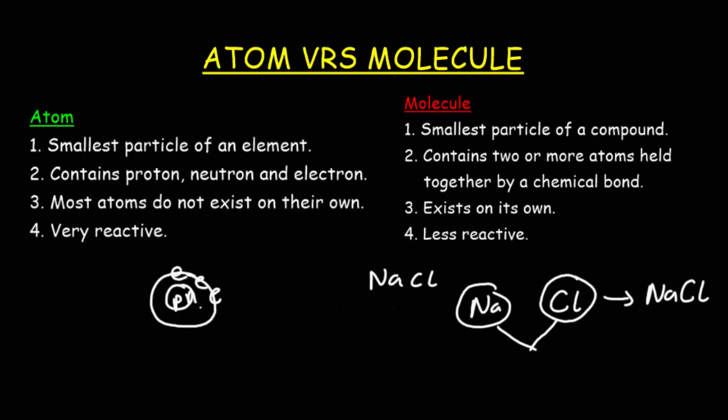Now, the third difference is that most atoms do not exist on their own. And the reason is because most atoms are not stable. Right? Most atoms are not stable. It is because they are not stable that they either want to accept an electron or give out electron. So they always don't want to exist on their own. They always want to bond or interact with other atoms. All right, so most atoms do not exist on their own.